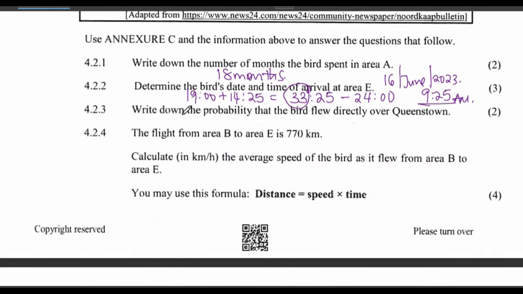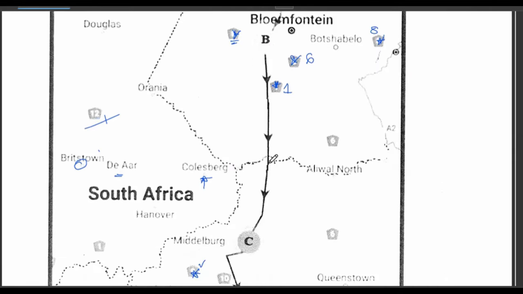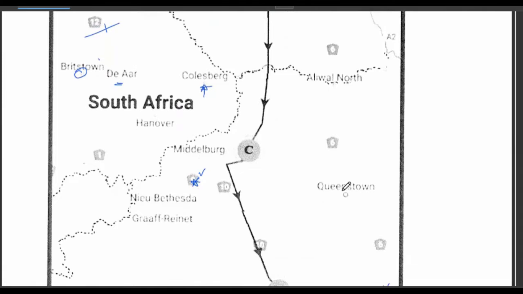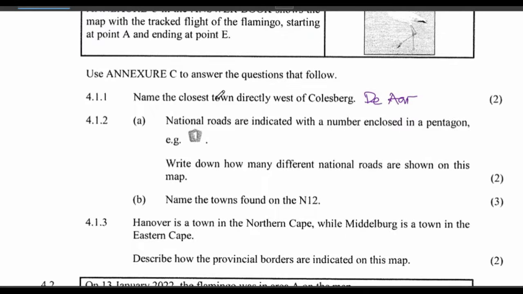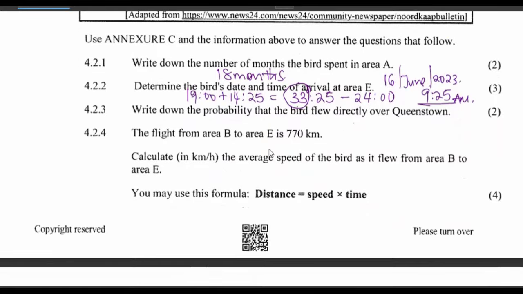Write down the probability that the bird flew directly over Queenstown. Let's come here. Look at the arrow. So it's 0. Had it been up here, then we would tell. But it's 0. The probability there is 0. Impossible.